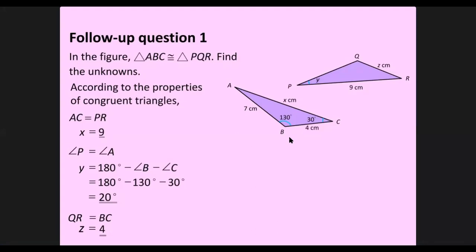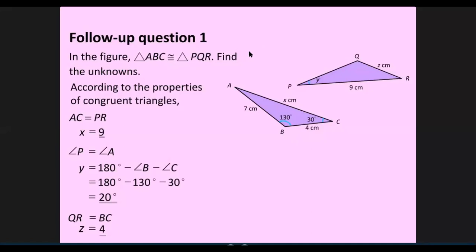Very good. Then we will find that the measure of angle A equals 20. And A corresponds to P. So if the first one is 20, the second one should be equal to 20. Thank you, Debolina.